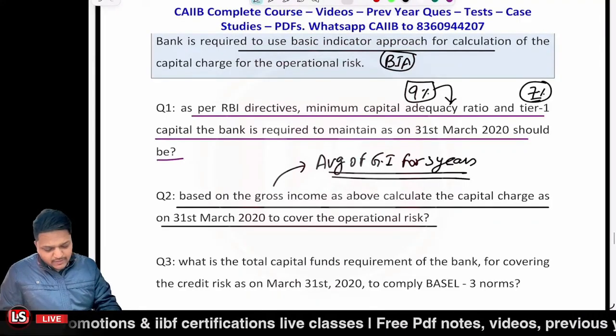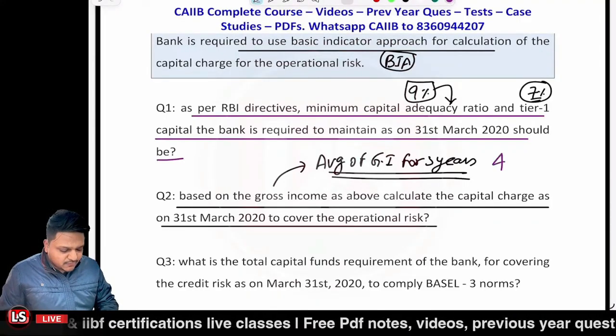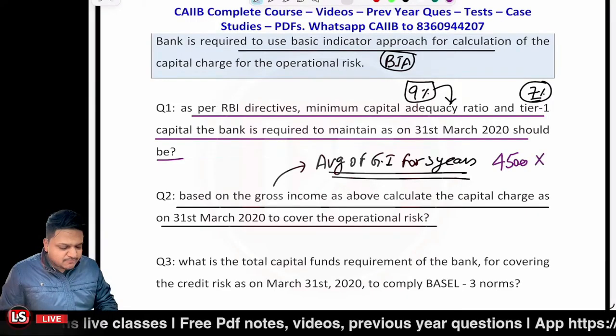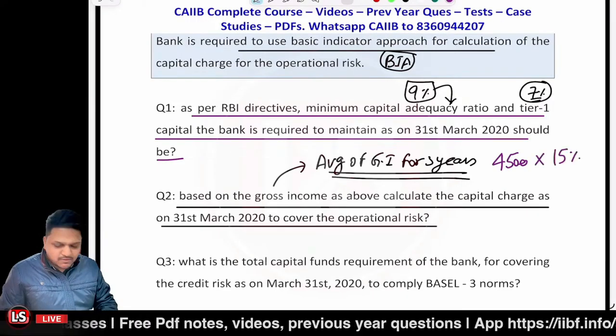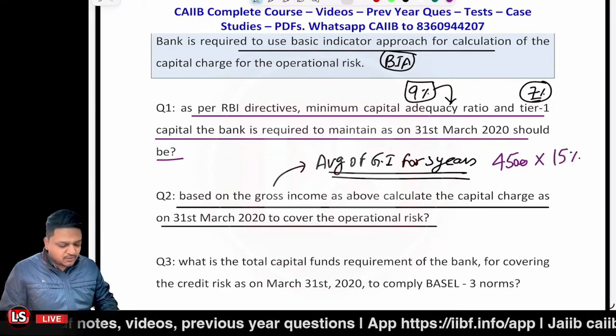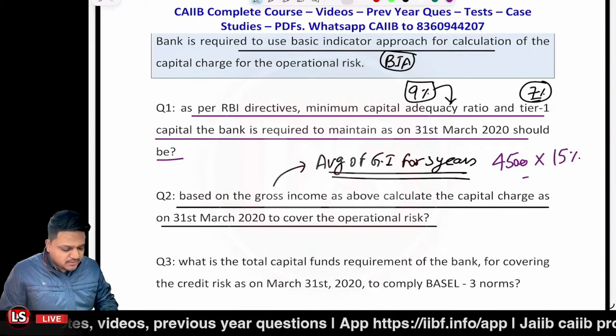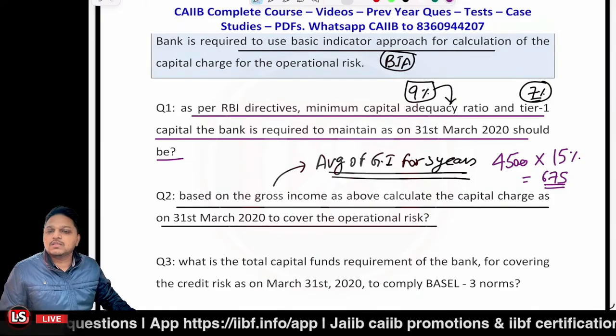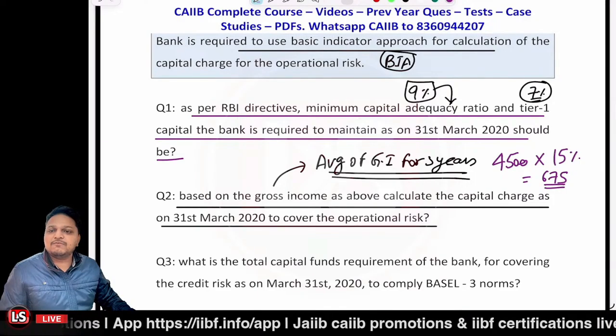So the average value we calculated, gross income, is 4,500 crore. Then we multiplied it with alpha, which is fixed at 15% as per the Reserve Bank of India. So that is the capital charge for the operational risk, coming out to be 675 crores.